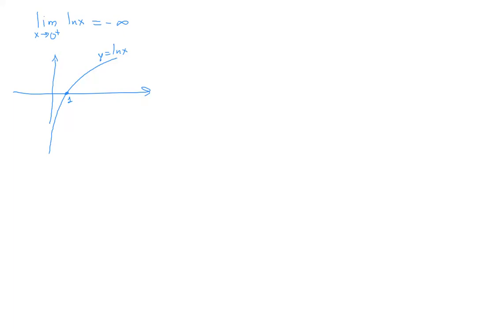So it turns out that the line x equals 0, what is x equals 0? The y-axis pretty much. So this is the y-axis, is a vertical asymptote for the graph y equals ln of x. Okay, so that's how we treat the situation where when we plug in, we get a non-zero number over 0.